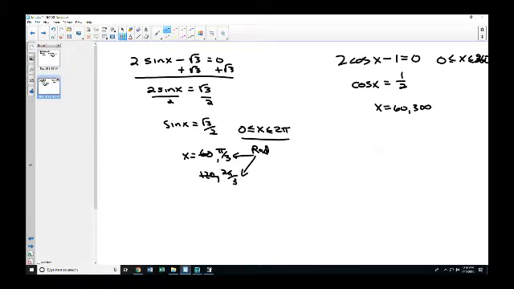So isolate the trig function and solve it. It's usually a unit circle question. If it is not, it's a calculator-based question. Okay? Those are the basic 1/2 questions. 60.